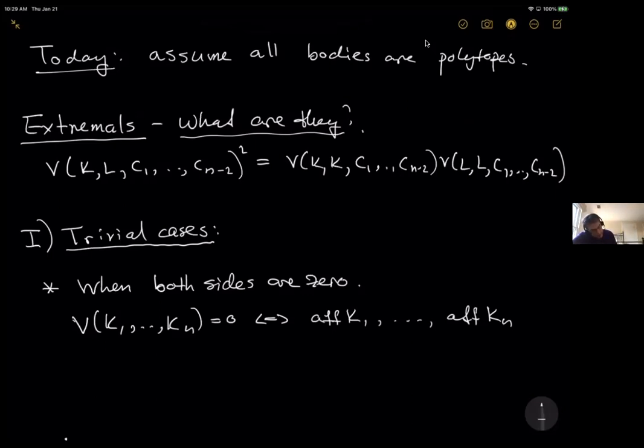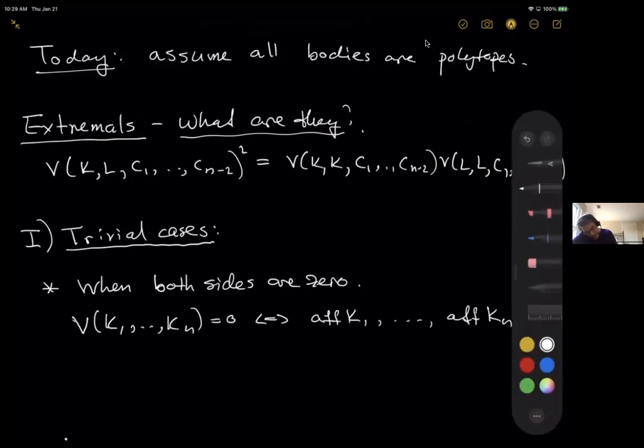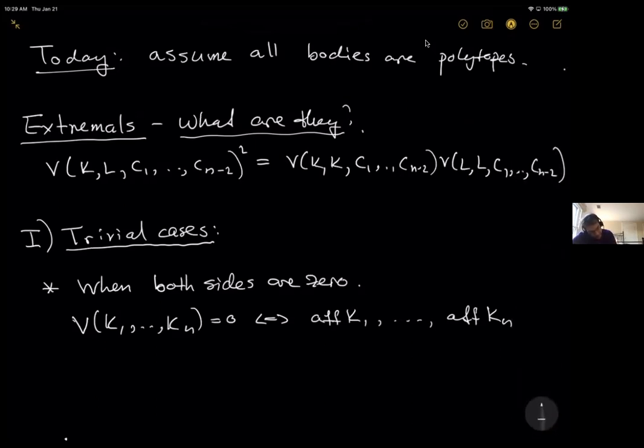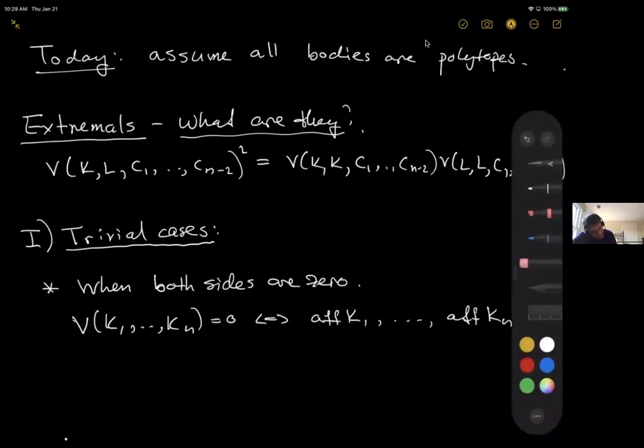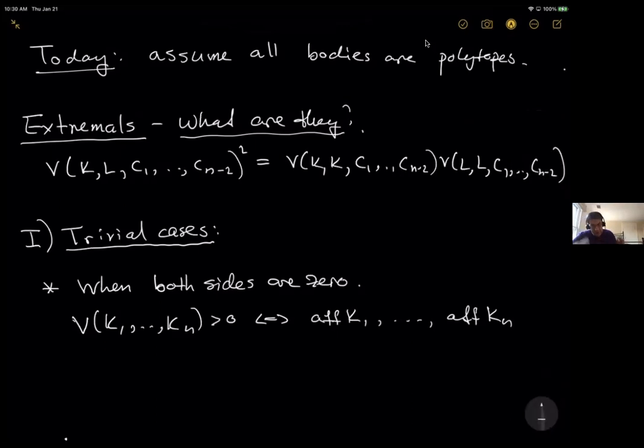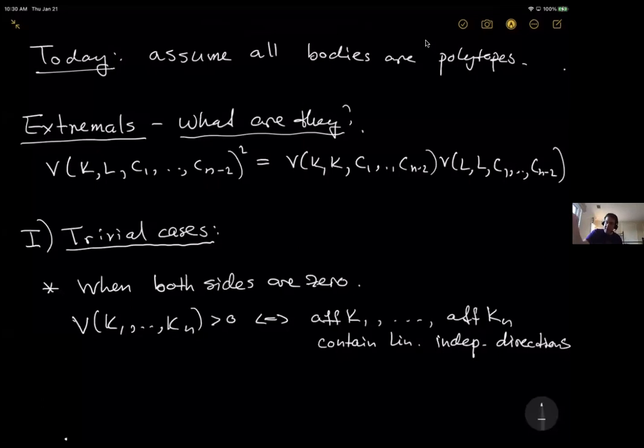So the mixed volume is zero if and only if these, or let me characterize maybe when it's positive. No, let me characterize when it's zero. Let me characterize when it's positive. So the mixed volume is positive if and only if the affine subspaces in which these bodies live contain linearly independent directions. Right, so that means that in each one of these lower dimensional subspaces, perhaps, I mean, they could be full dimensional, you can find a direction so that the different directions are linearly independent.